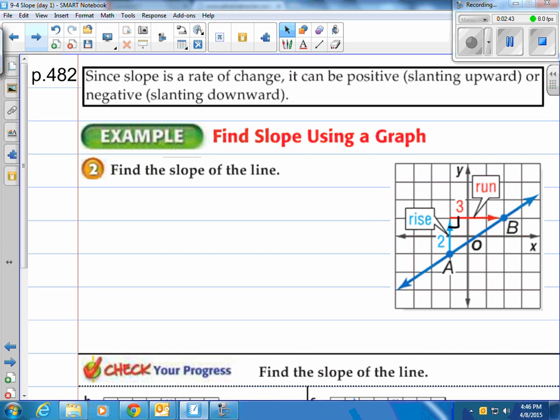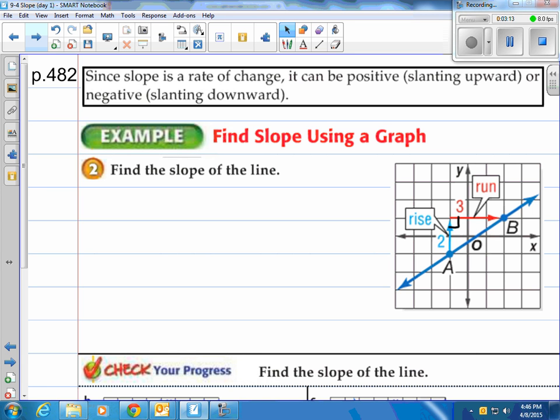All right. Since slope is a rate of change, it can be positive, which is slanting upwards, or negative, slanting downwards. If you look at the example here, number 2, the picture of the blue line there, that is called a positive slope because it is slanting upwards from left to right. Remember, we're always going from left to right. Now, if it was pointing downwards, it would be a negative slope, meaning the number for slope would be negative. This one has a positive slope. So that's one quick way you can check your answers too. See if you have the right sign, positive or negative.